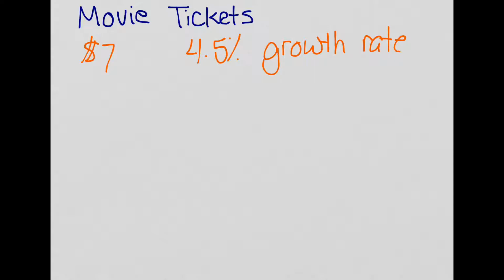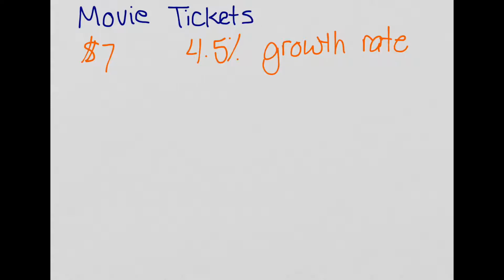All right. Let's talk about these movie tickets. I'm not going to do every one of your homework problems today. I just want to help you set up an equation. Let's say a movie ticket now costs $7. And the inflation is causing those ticket prices to rise by 4.5%. That, my friends, is the growth rate. The rate is the percent. The growth rate is a percent. It's how much it's growing every year.